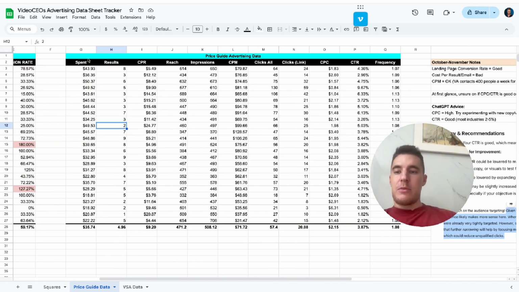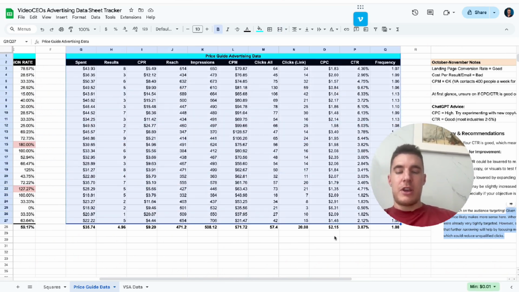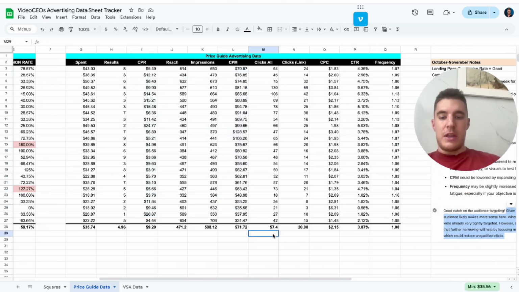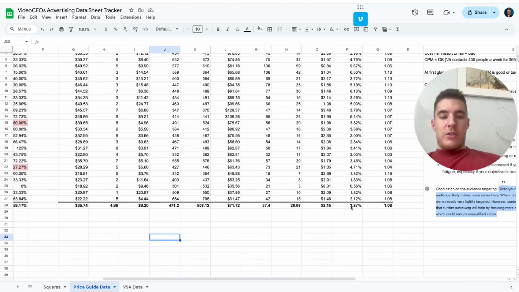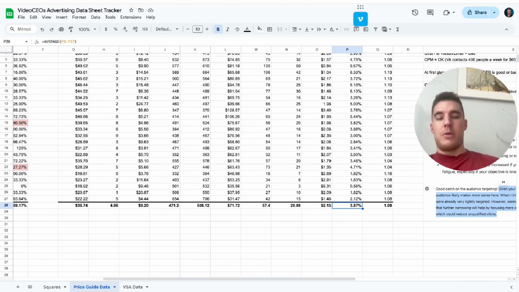So what I did was a very similar thing. I put all the information here into a spreadsheet, and I just look at the average spend, the cost per result, how many impressions, the cost per impression. Let's move my face over here so you can see. And what I discovered was that the click-through rate is 3.87, which is pretty good, but it could be better. But it's not terrible, so I'm not unhappy with that.